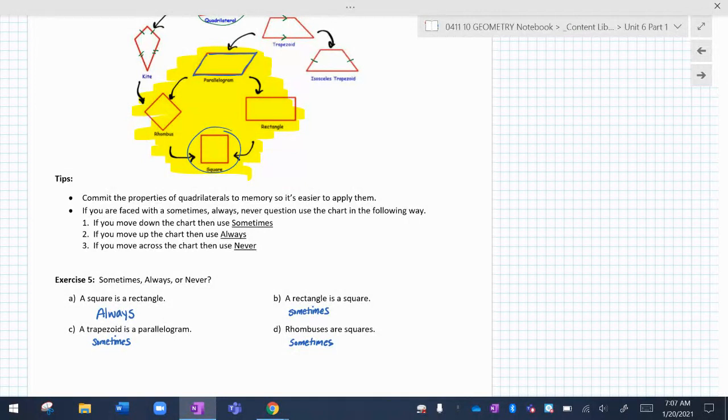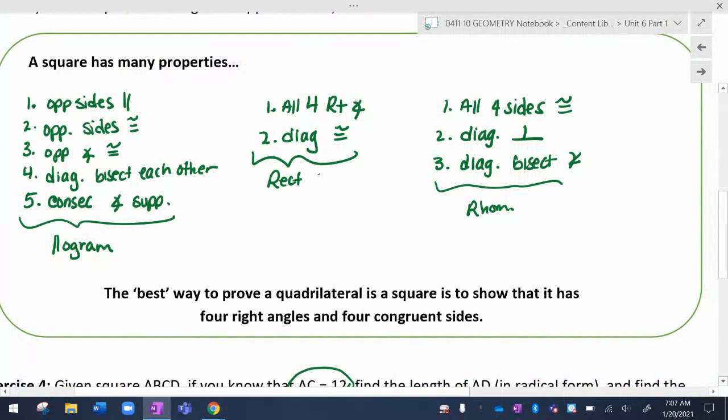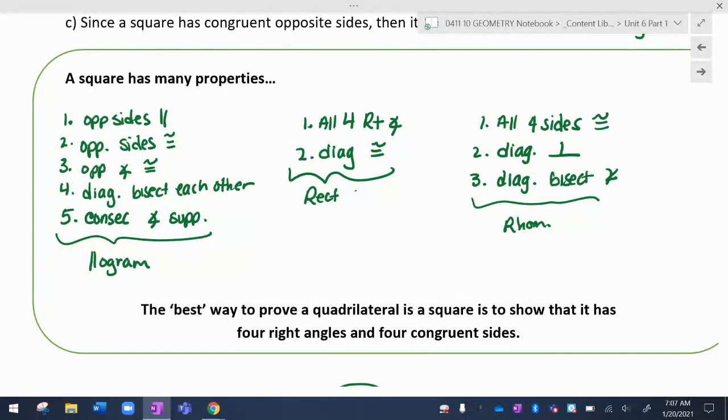And with that, I am going to stop. It's already long enough. So hopefully you now know properties of rectangles and squares. Don't forget to use this chart as much as you possibly can. And then you guys are going to do some practice.